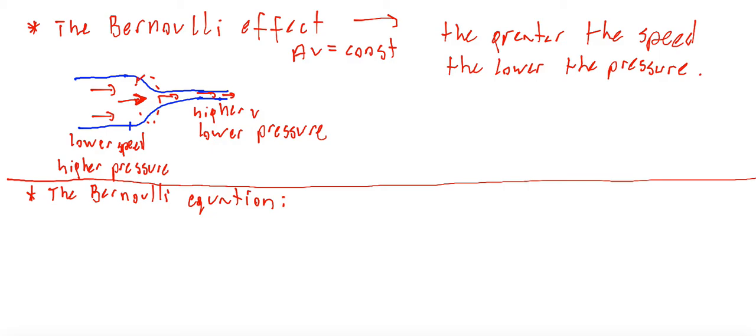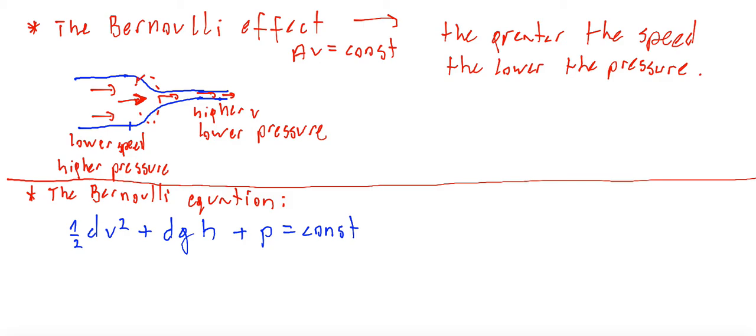The Bernoulli equation says that half of the density of the fluid times the squared speed of fluid particles, plus the density of the fluid times gravitational acceleration times the vertical height of the fluid, plus the pressure of the fluid, must be constant. So what does it mean?